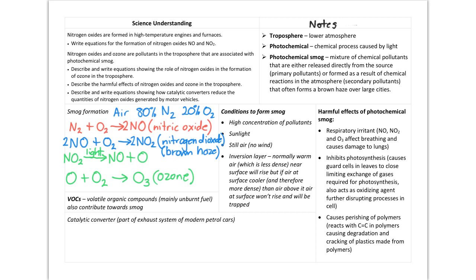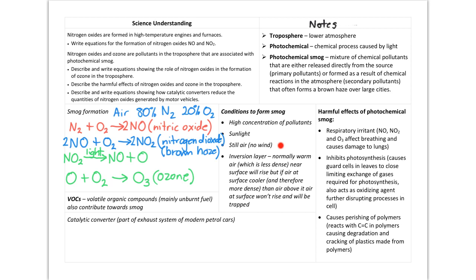Now, this smog won't just form anywhere. You need a combination of conditions for you to get that really intense brown layer over a city, those dangerous smog conditions. You need to have a high concentration of pollutants, so lots of traffic, lots of cars, or lots of industry combusting fuels. You need to have, obviously, sunlight. In the lack of sunlight, you might get the nitric oxide formed, and maybe the nitrogen dioxide, but it definitely won't go on to form the ozone.